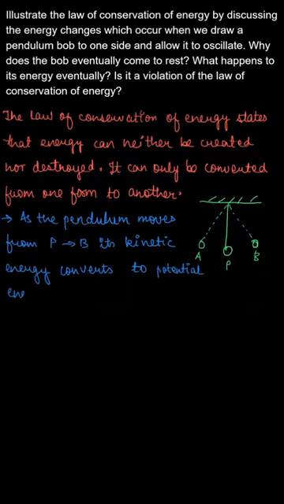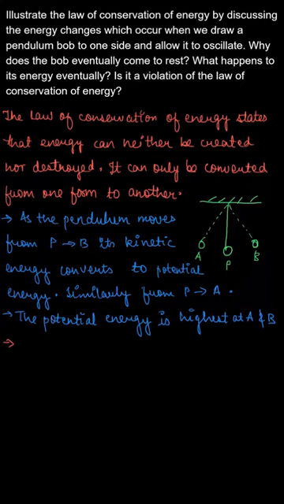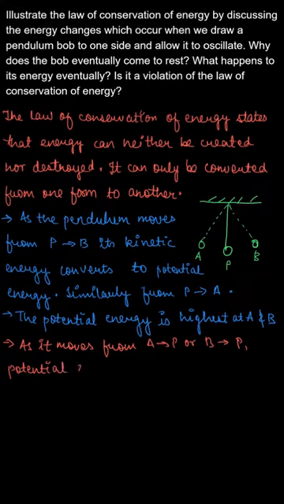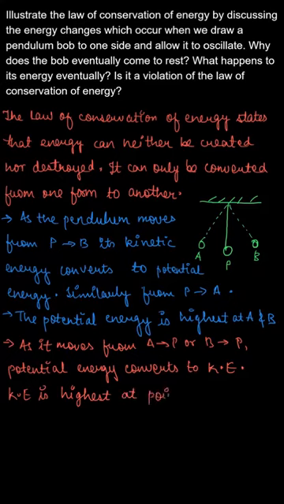And the same thing happens when the bob of the pendulum moves from point P towards point A. Now, the potential energy will be highest when the bob of the pendulum is at the extreme position, that is either at point A or at point B. So when it changes its position from the extreme position towards its mean position, the entire potential energy of the pendulum bob will transfer in the form of kinetic energy. So your kinetic energy will be highest at its mean position, whereas the potential energy will be highest at the extreme positions, that is the points A and B.